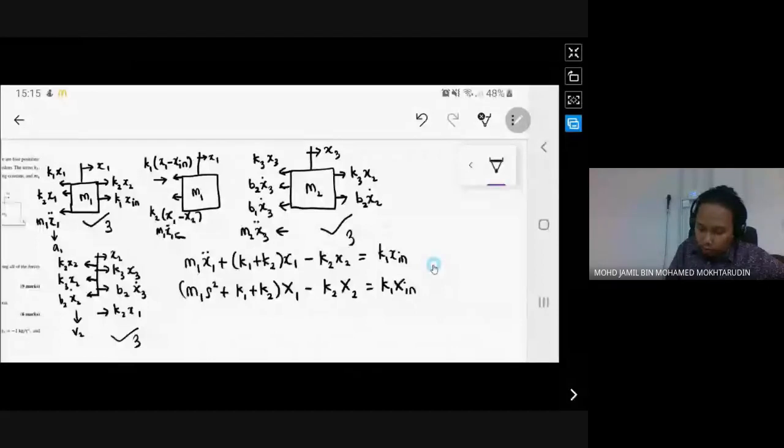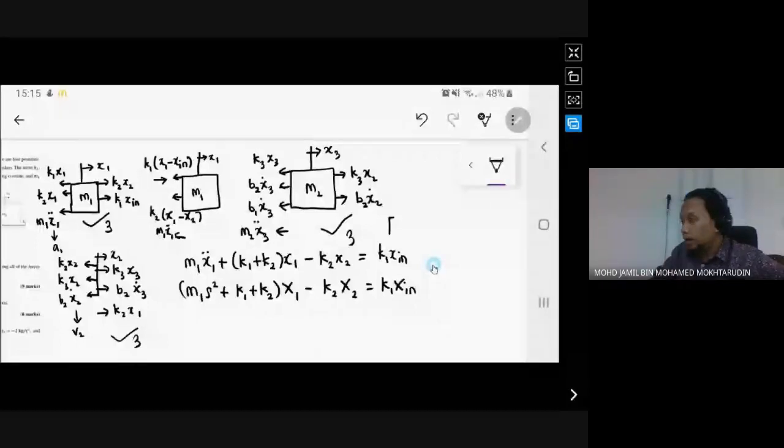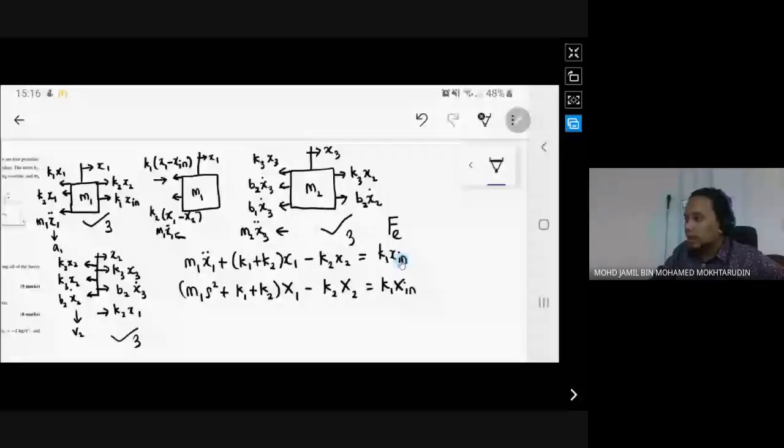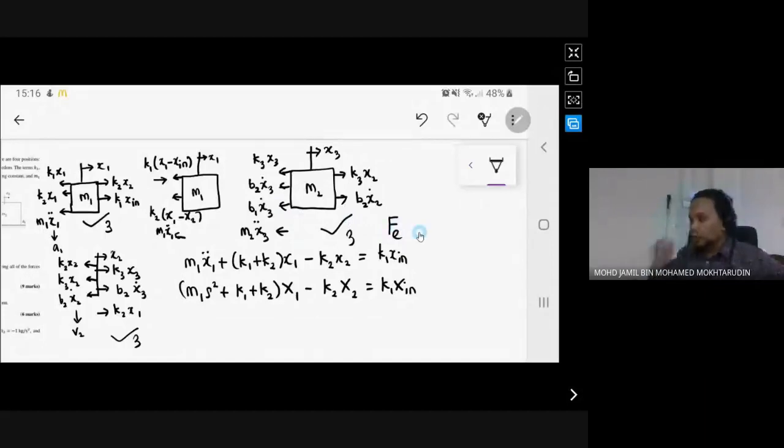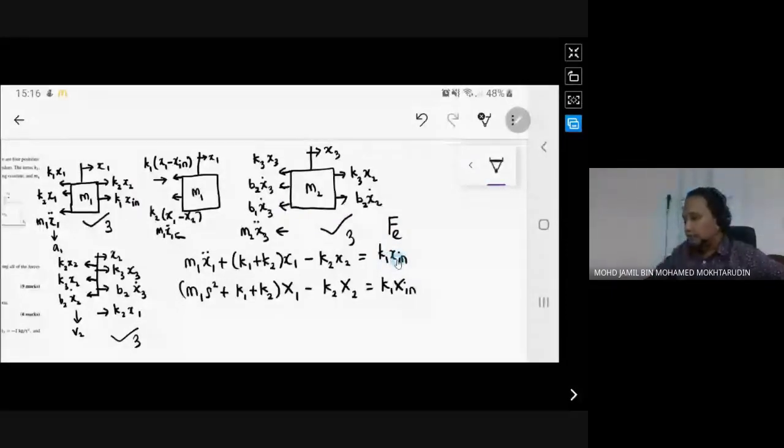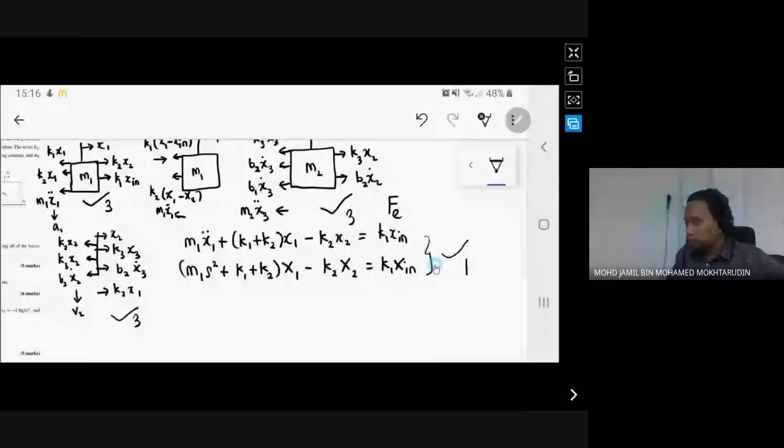Diorang letak FE. So some of you put FE instead of K1 X in. But I don't know what is FE. Doesn't indicate anywhere in the answer. I minus 1 mark. And some of you, here no force, no K1 X in, but suddenly here have K1 X in or have X in, I minus 1 mark also. All right, and then this 2 is 1 mark, okay?